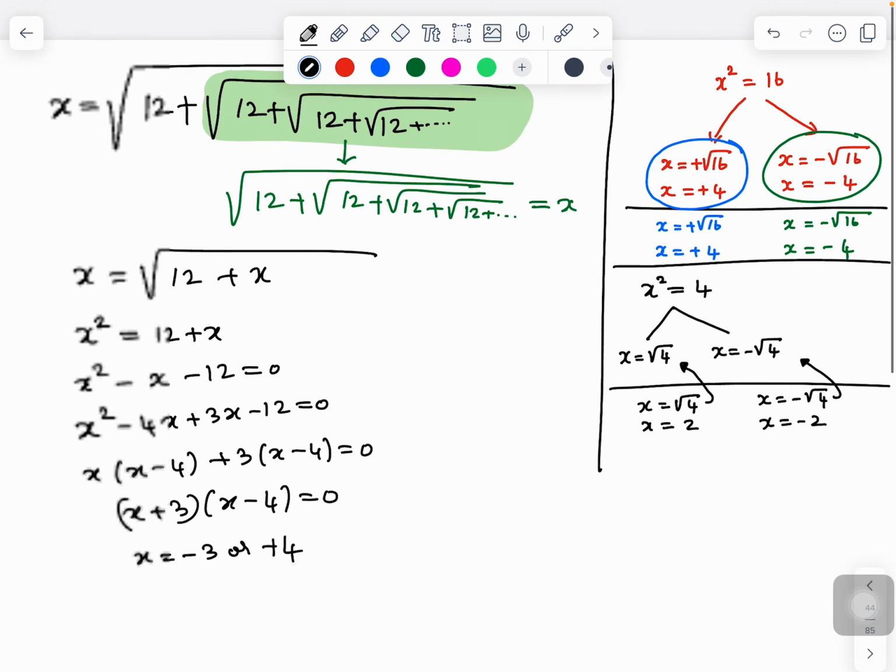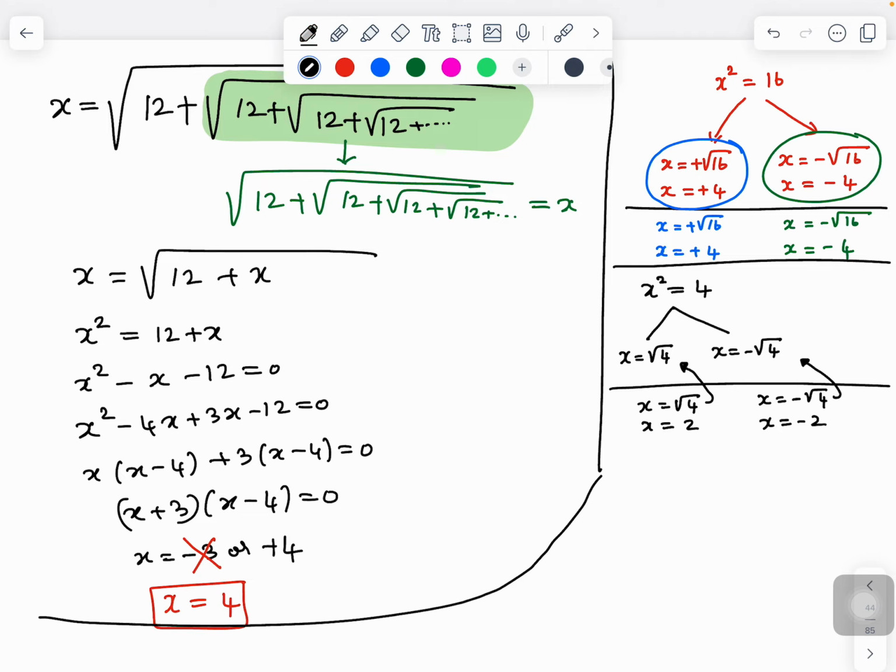So come back to our question. Our question speaks about x is equal to plus square root of something. So how many solutions will there be? There will be only one solution, and that solution will be a positive solution, and therefore the right answer for this is not x is equal to minus 3, but x is equal to plus 4 only.